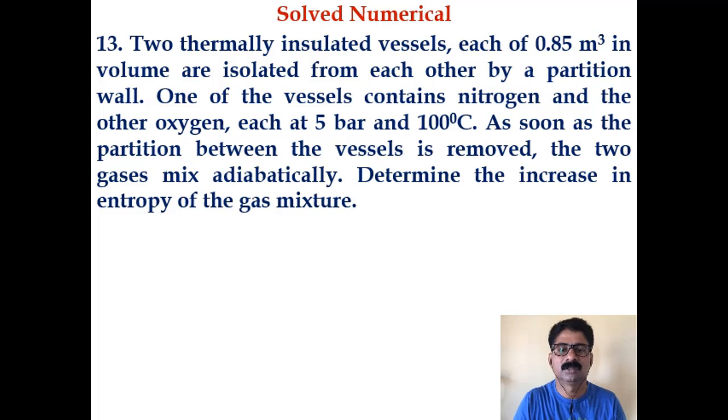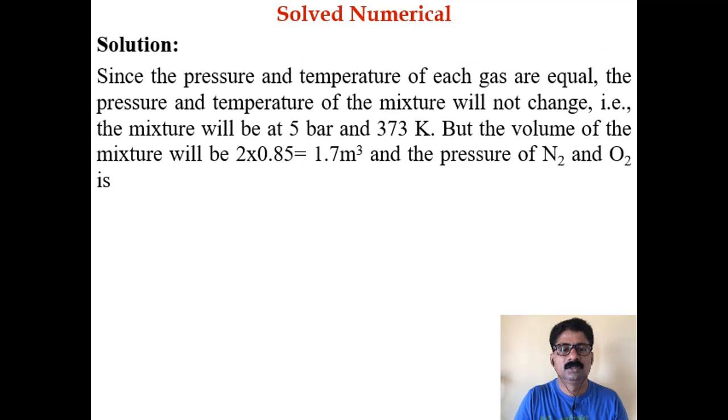So here there are two vessels, each separated by a partition and each having a volume of 0.85 meter cube. One of the vessels contains nitrogen and the other contains oxygen, both at 5 bar and 100 degrees Celsius. Now you have to remove the partition and the gases mix adiabatically, so you have to find out the increase in entropy of the gas mixture. So the pressure and temperature of the gases are equal. That means even after mixing, the temperature and pressure will not change.